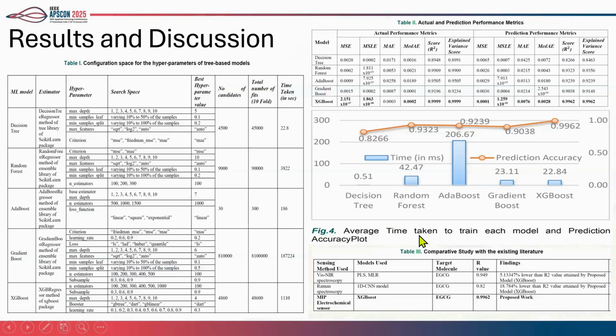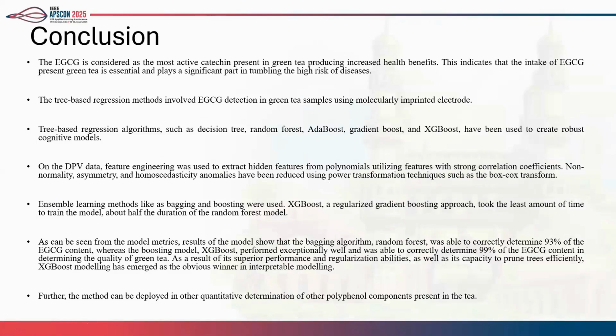We have also done some comparative study with the existing literature. Here, when we have used NIR spectroscopy, it gave us a prediction accuracy of 94.9%. Raman spectroscopy gave 82%. Whereas when we use this low-cost MIP electrochemical sensor which we have developed, it is giving almost 99.62% accuracy.